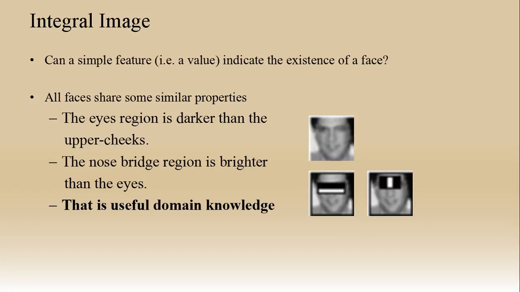Now let's see some properties about faces in general. This is a general property that the eyes region is darker than the upper cheeks for a natural reason: the eyes are in a depression in the face, while the upper cheeks or the nose bridge region is an elevated area of the face, and hence brighter than the other regions of the face. And this knowledge is referred to as the domain knowledge.